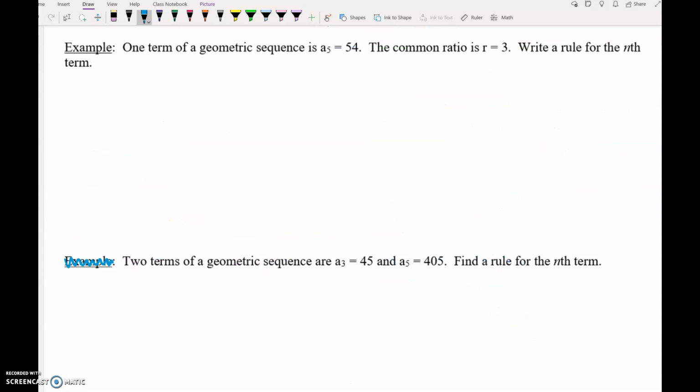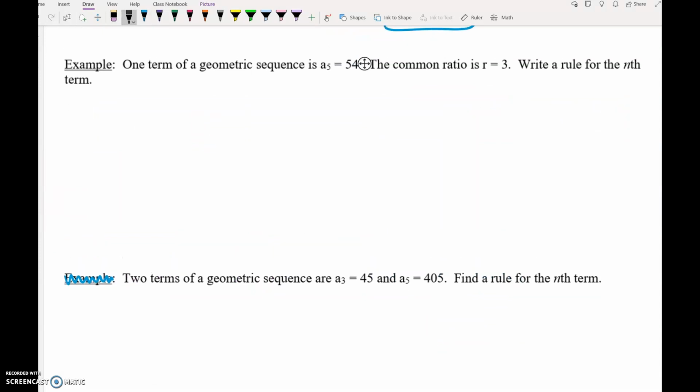Just like yesterday, we're going to start removing information. So in order to write this rule, remember the rule is a sub n equals our first term times our common ratio raised to the n minus 1. In order to write the rule, you must have your first term and you must have your common ratio. So in this example, we've got the common ratio. We don't have the first term. They are telling us that the 5th term is 54.